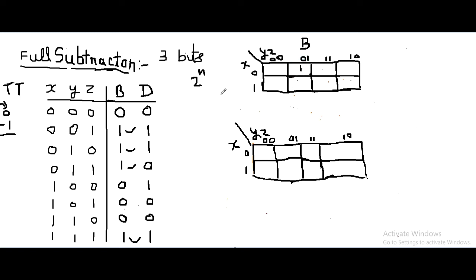And for this one, when x is 0, y is 1 and z is 0, so we have to put 1 here. And when we have this case, again x is 0, y and z are 1, so we have to put 1 here. And in this case, when x is 1, y is 1 and z is 1, it is 1 here. So this is your borrow part.